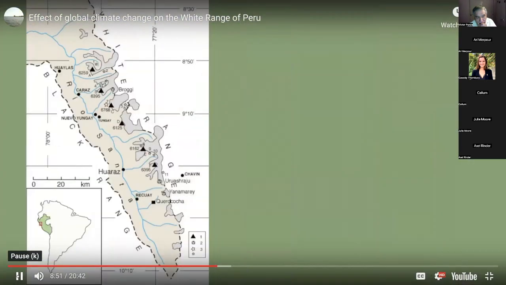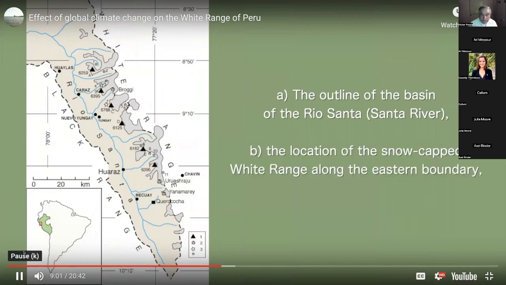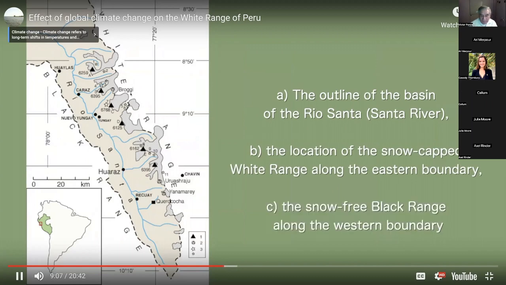This figure shows the salient geographical features of the White Range. A, the outline of the basin of the Rio Santa or Santa River. B, the location of the snow-capped White Range along the eastern boundary. And C, the snow-free Black Range along the western boundary. Because the Black Range is a lot lower, maybe a couple thousand meters lower than the White Range, that is why it doesn't get any snow.